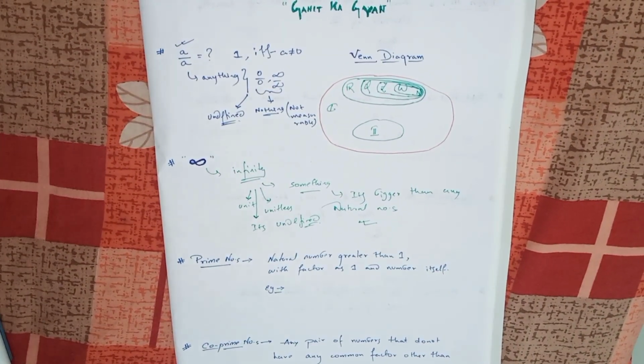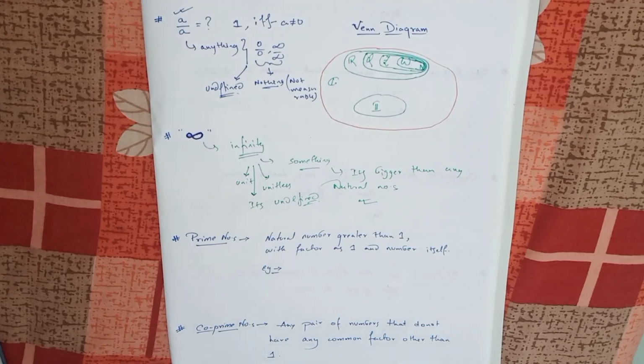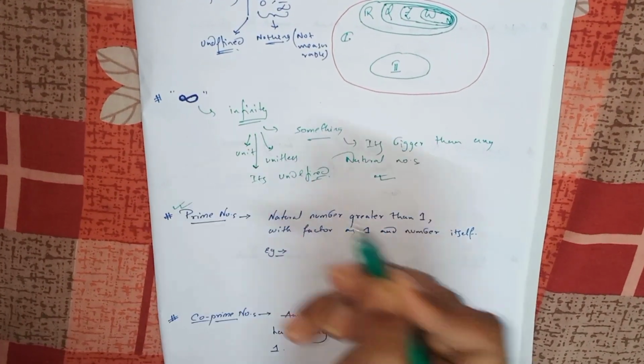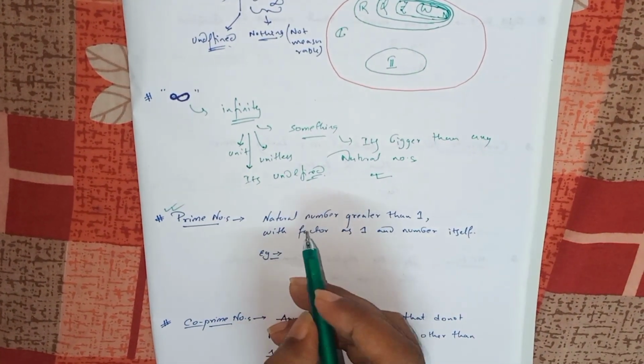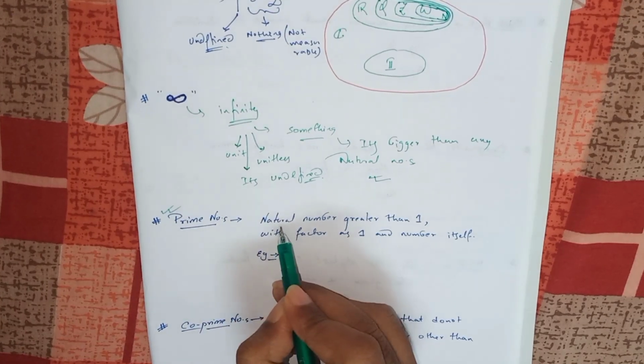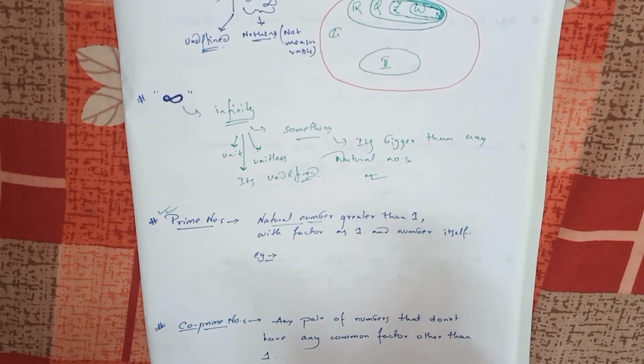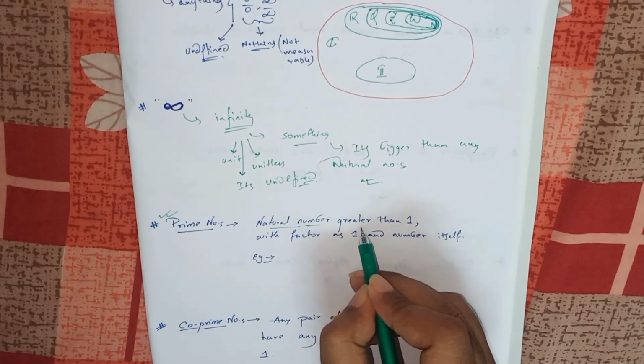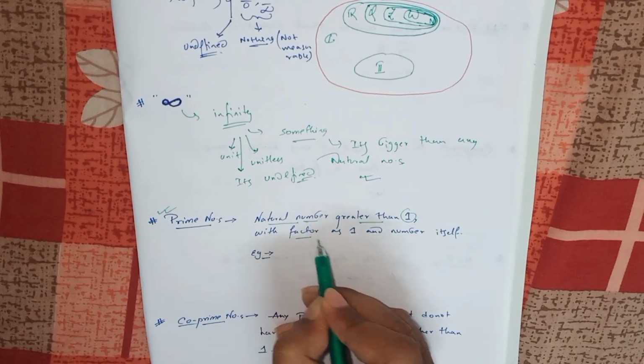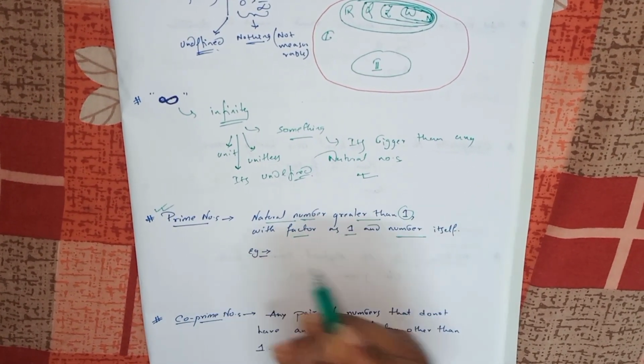Now come to different types of numbers. First we will deal with prime numbers. What I have written? Prime numbers are natural numbers. It can't be any number, some negative integer, positive integer. No, it's a natural number greater than 1 with factors as 1 and the number itself.